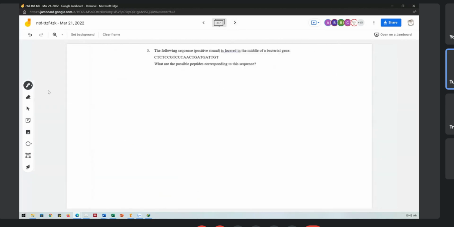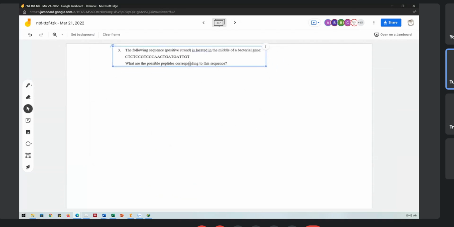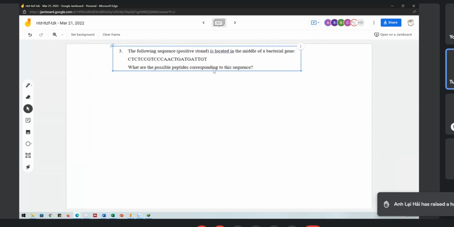Third one. The following sequence is located.